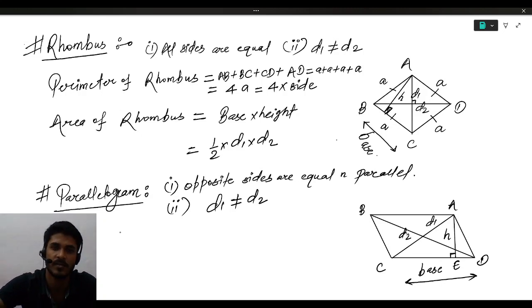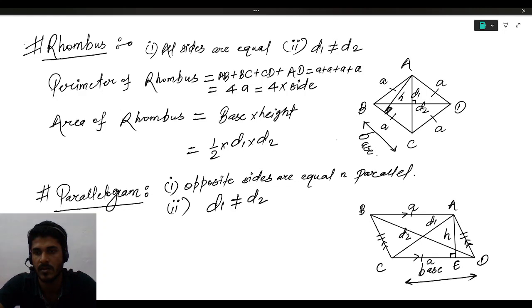Okay? Yeah, good. Let's suppose this length is A. So this side will also be A since the opposite sides are parallel and equal as well. Opposite sides are parallel and equal. This side is equal to this side and also parallel. For parallel we draw arrows, and for equal we simply make lines crossing over the sides.